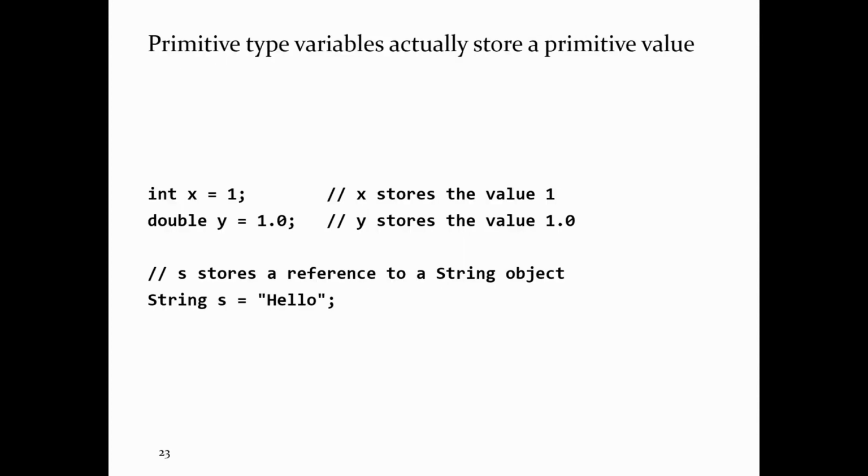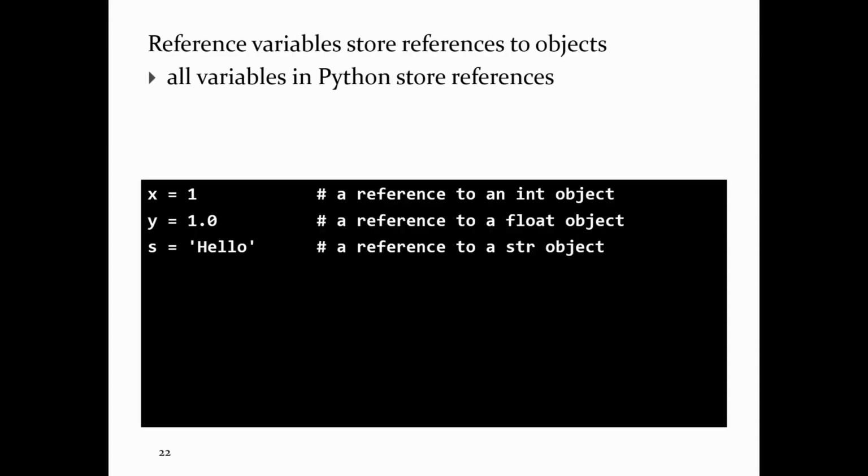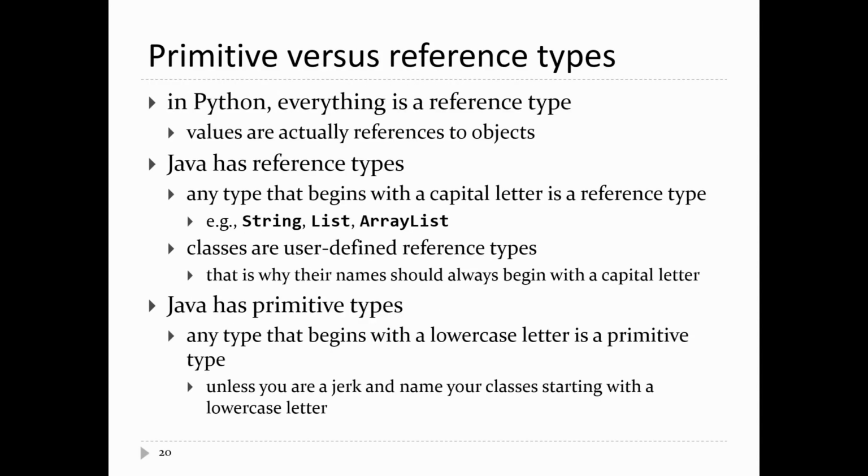I'm just looking to see if there's a slide that actually explains the difference between primitive and reference type. Okay, so I have to explain what a primitive type and a reference type is.